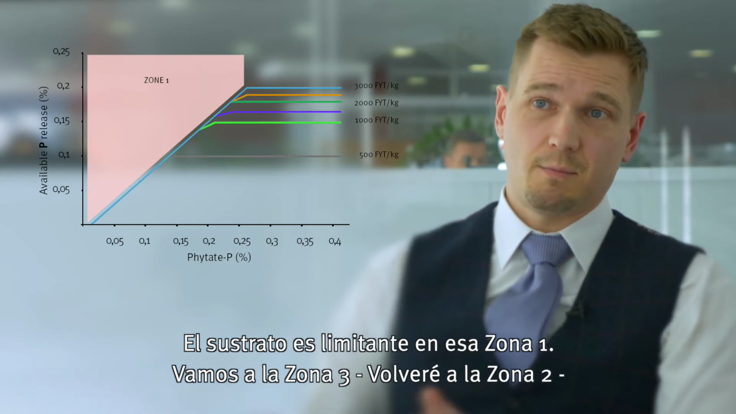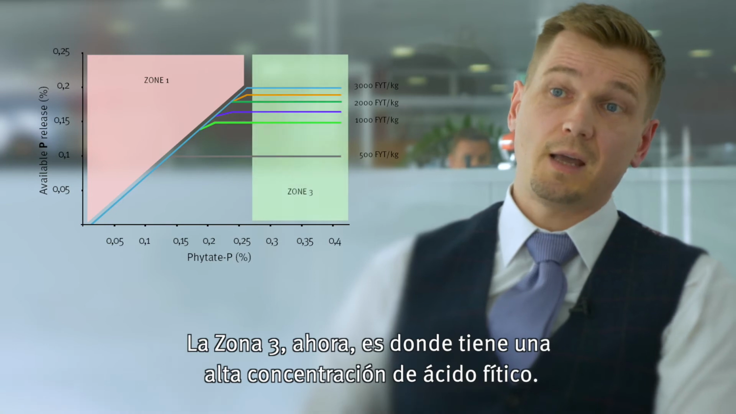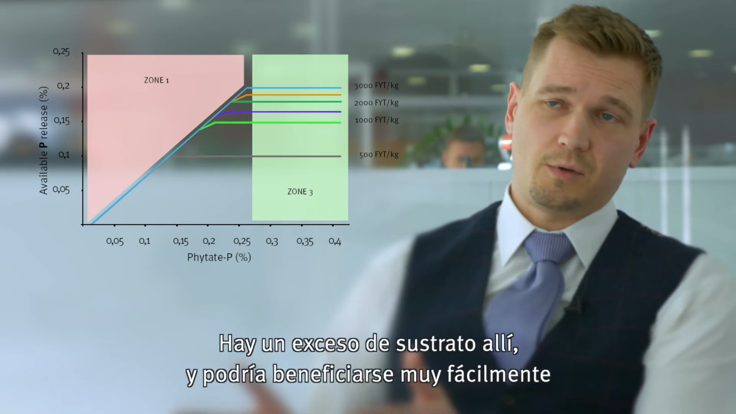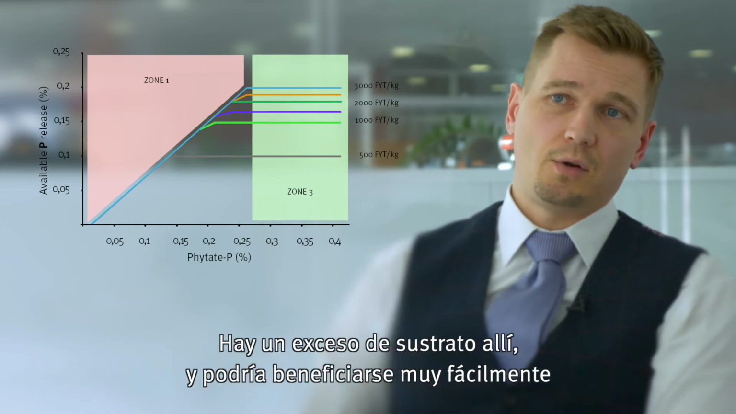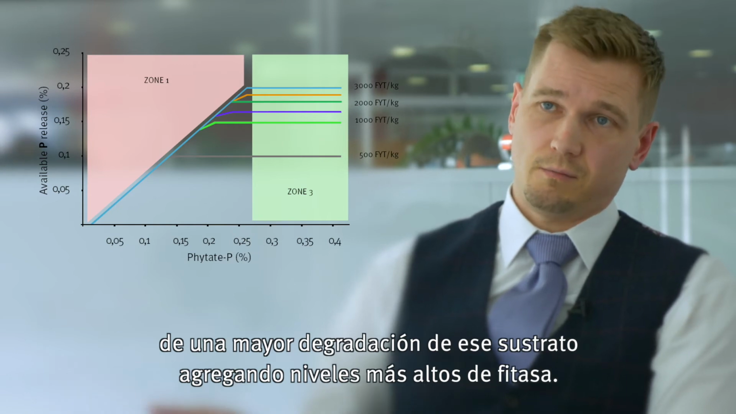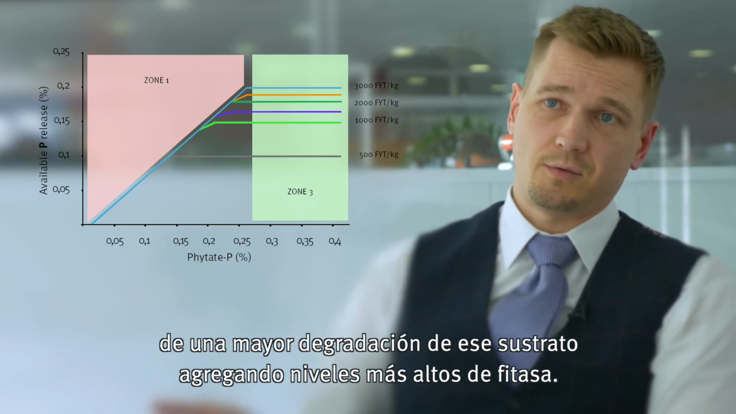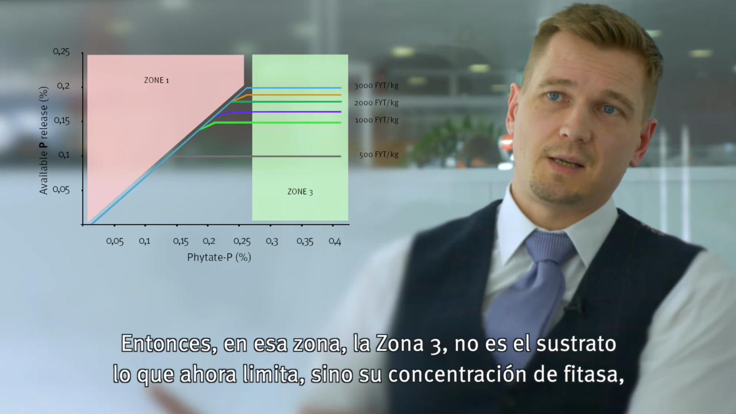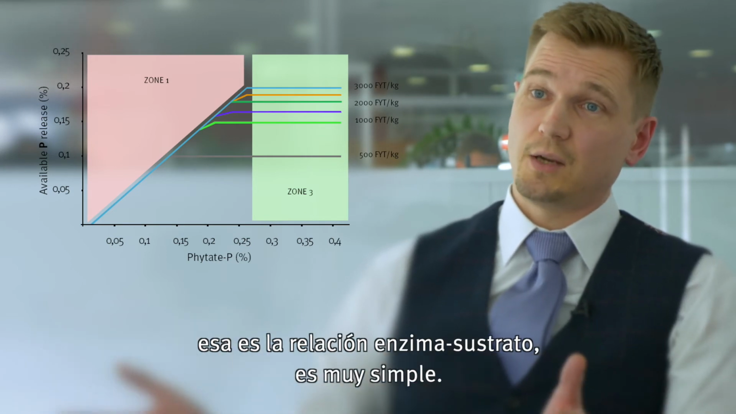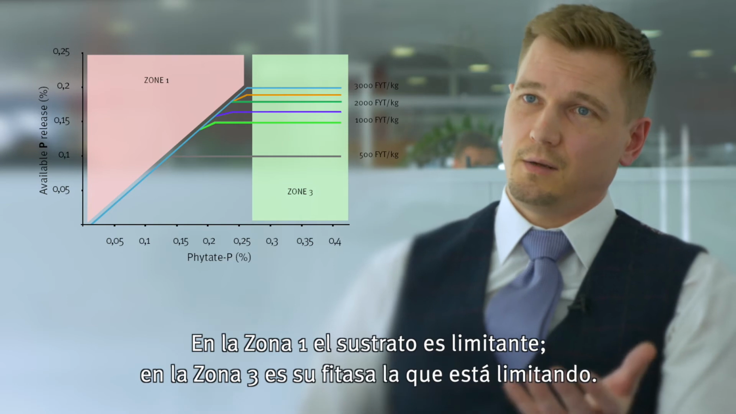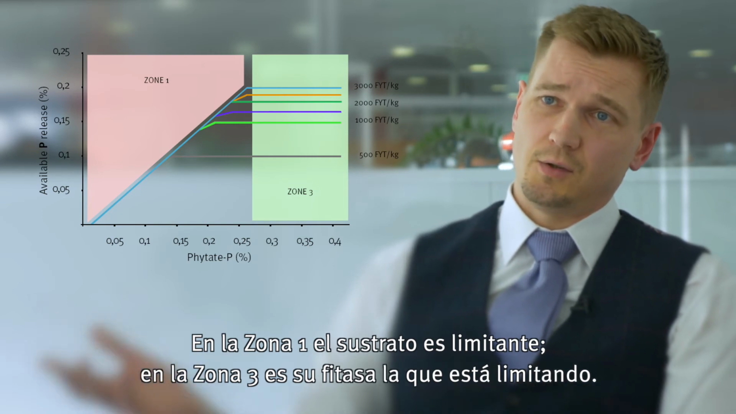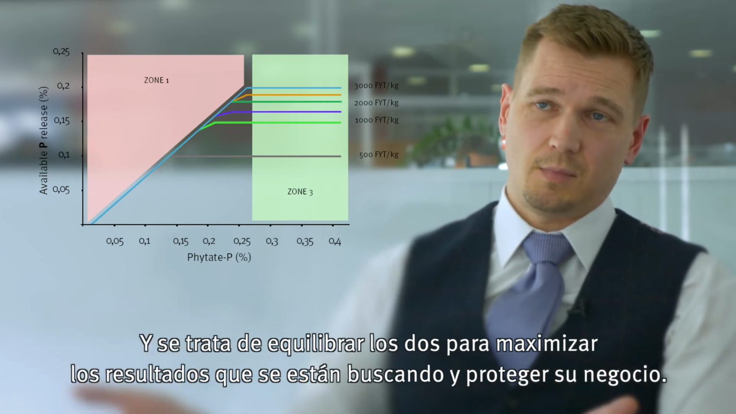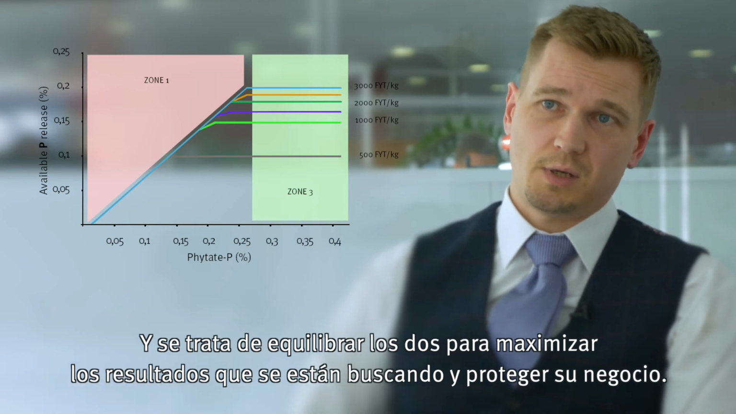Jump to zone 3, I'll come back to zone 2. Zone 3 now is where you have a high phytic acid concentration, and that is really creating a lot of opportunity. There's excess substrate there, and you could very easily benefit from further degradation of that substrate by adding higher levels of phytase. So in that zone, it's not substrate that is now limiting, but it's your phytase concentration. That's the enzyme-substrate relationship, very simply. Zone 1, the substrate is limiting. In zone 3, it's your phytase that is limiting. And it's about balancing the two to maximize the outcomes that you are looking for in your particular business.